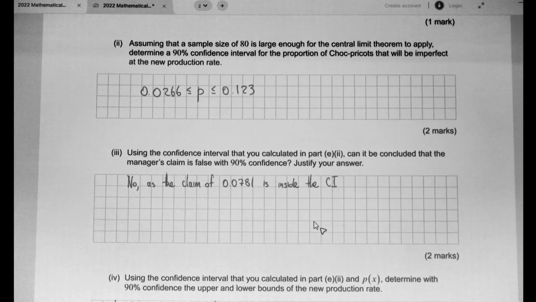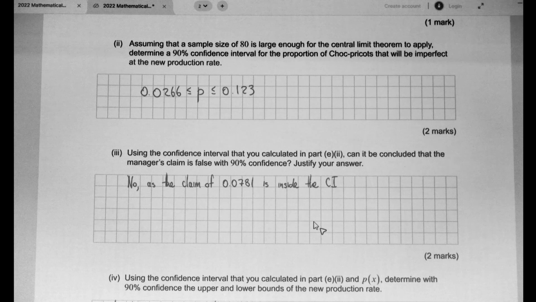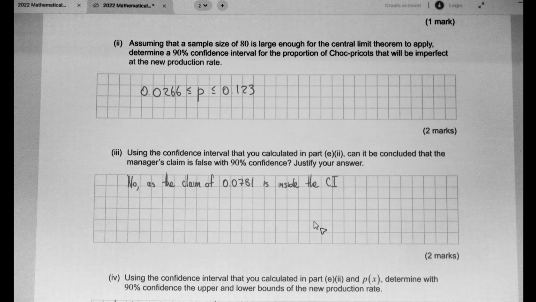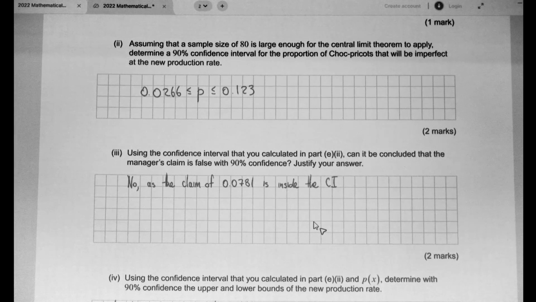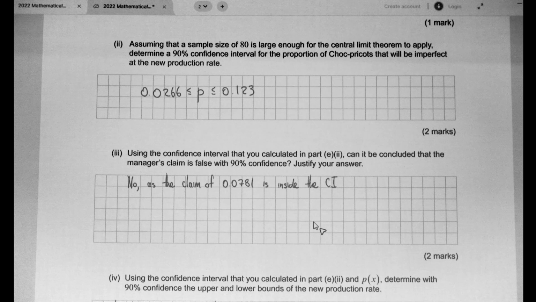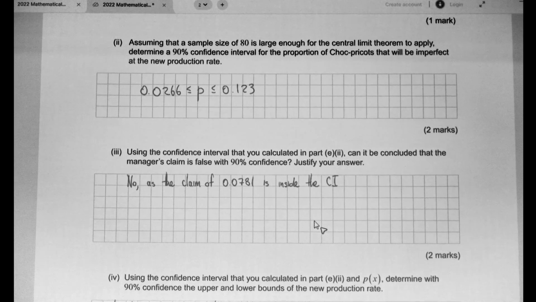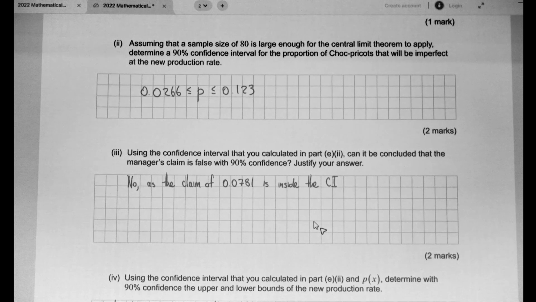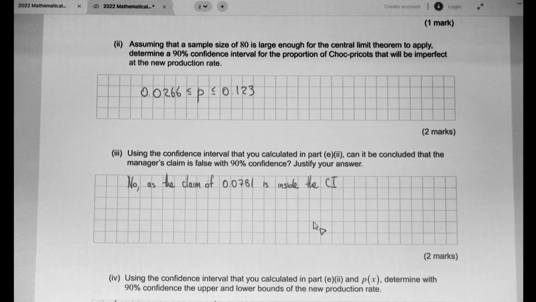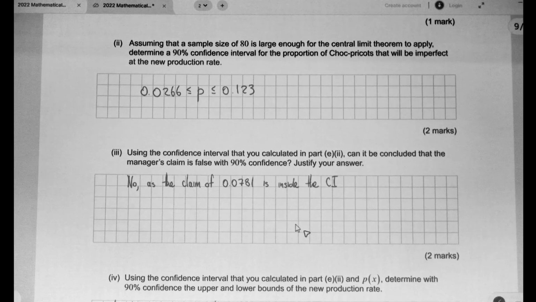Then we had an interpretation of claims. So once again, reading things off their help notes is problematic. Here they had to decide, can it be concluded that the manager's claim is false? It's not about the claim. Can it be concluded it's false? No, because the 0.0781 from the previous page lies within the interval. So they had to understand that the claim being referred to was 0.0781 and not their p hat value of 0.075, because of course that lies in the interval. And they had to have a clear explanation.